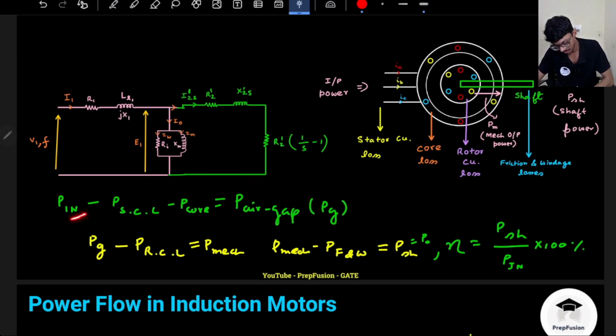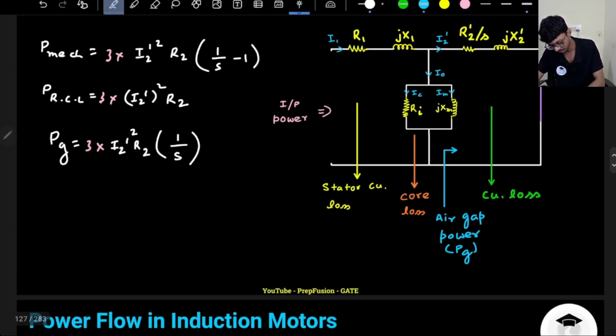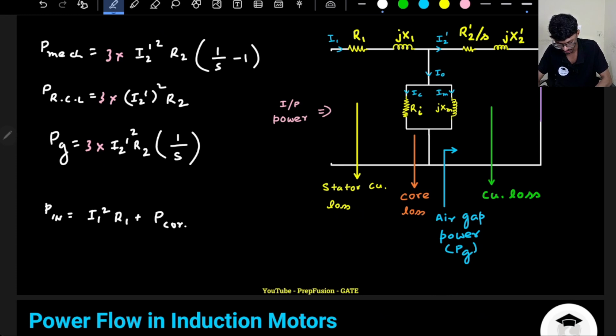So we can relate our input power. Input power will be equal to the stator copper loss. Because if you want to find out the efficiency, what is the stator copper loss? It is I1 square into R1, correct? Plus the core losses, it will be some constant value P core, plus the air gap power. This will be my input power. Okay, I hope this portion is clear.